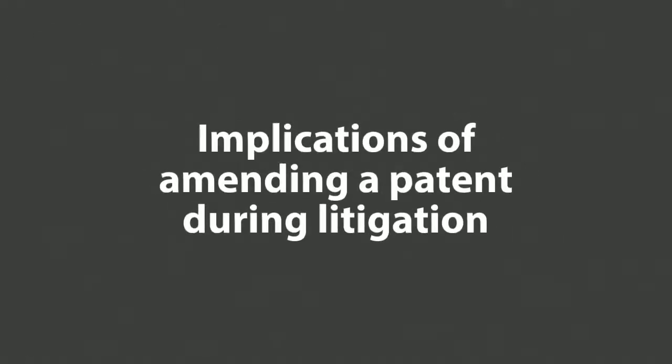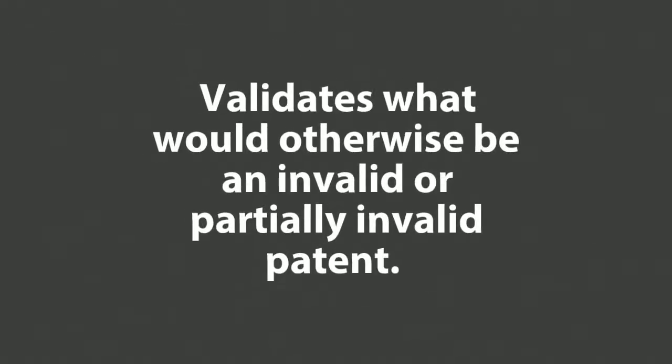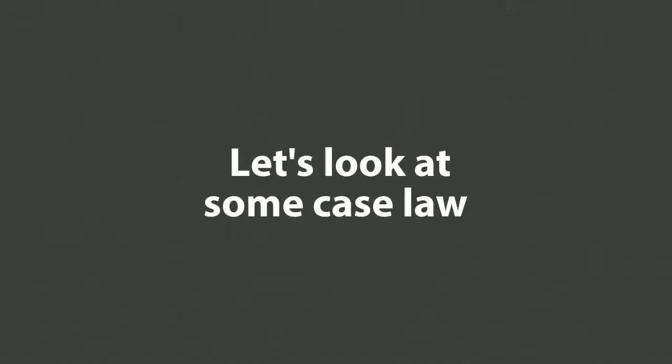So this brings us to consider the implications of amending a patent during litigation. One of the biggest implications of amending a patent during a patent litigation is the ability to allow the patentee to validate what would have otherwise been an invalid or partially invalid patent. To put it in other words, by allowing an amendment to a patent, the court is allowing the patent to be protected, where if it weren't for this section, the patent would be otherwise unprotected. In order to fully consider the procedure and implications of amending a patent during litigation, it's best to look at cases where this has happened.